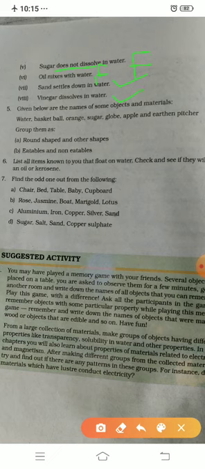Now given below are the names of some objects and materials. Here let us read the names: water, basketball, orange, sugar, globe, apple and earthen pitcher. Now what we have to do is group them as round shaped and other shapes, and eatables and non-eatables. First of all let us group them in round shaped and other shapes.